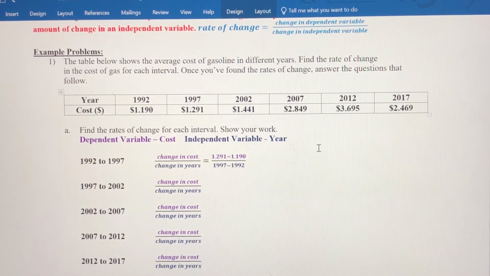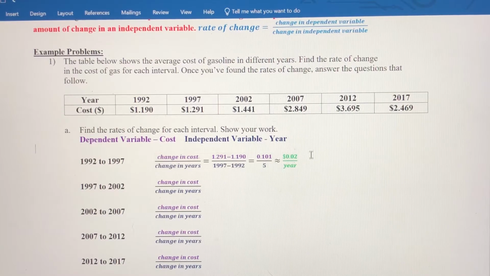So when I subtract those values in the numerator, I get a little over a dime, and in the denominator, 1997 minus 1992 is 5 years. So over the course of that 5-year period, gas only went up, on average, about 10 cents per gallon. So the average rate of change, it increased, so I've got that in green here. It increased approximately 2 cents per year. A little bit over that, but we would call that about 2 cents per year.